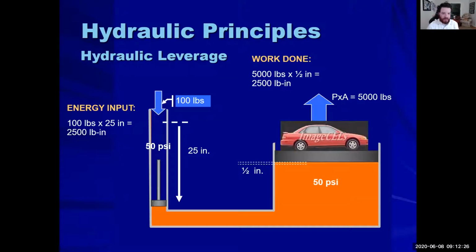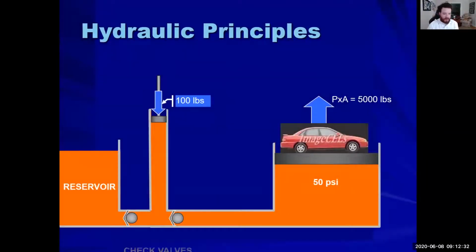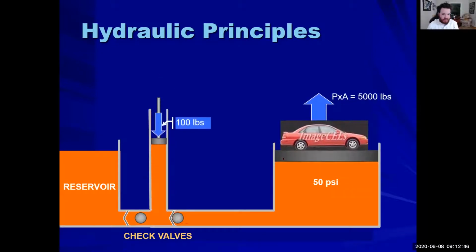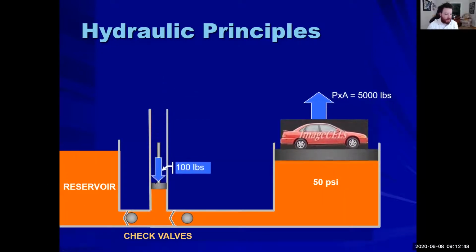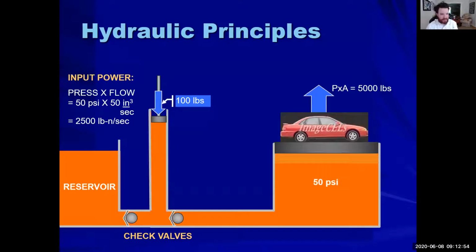So we have our energy input and our work done in our outlet. Now, if we wanted to move this car more than just half an inch up, we would need to use check valves and a reservoir to keep adding additional fluid into the system. So every time we go down, we'd move the car up half an inch. We'd have to suck more in through the reservoir, and we would just keep going with that.